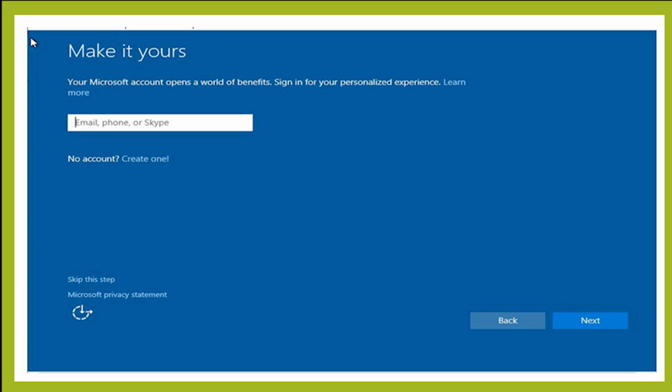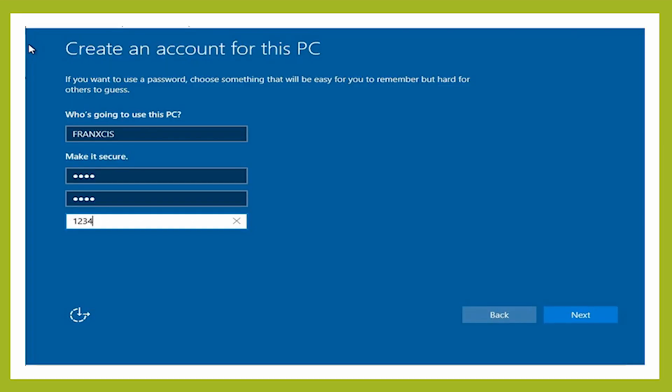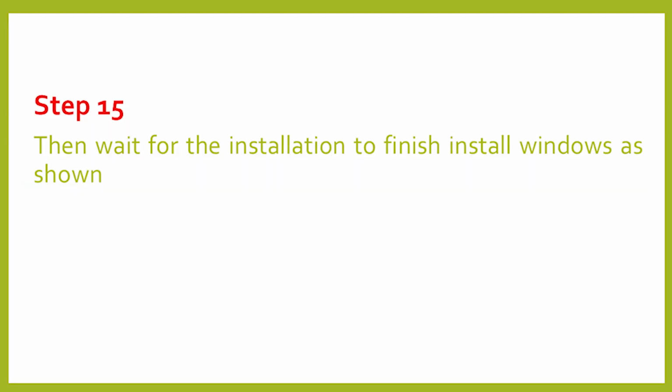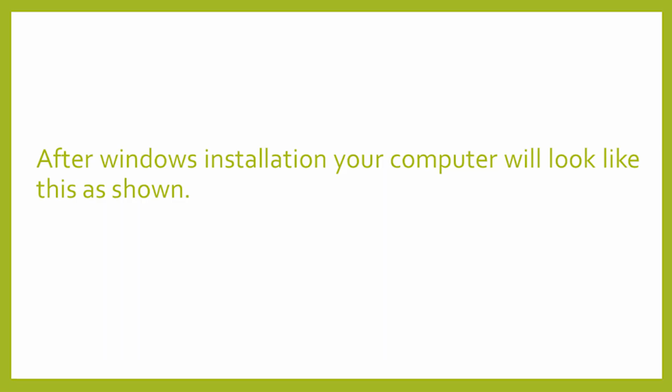Step 14. Create an account for this PC. You can enter your name or any name you want your PC to have as shown. You can enter a password if you want, then click Next. Step 15. Then wait for the installation to finish installing Windows as shown. After Windows installation, your computer will look like this.